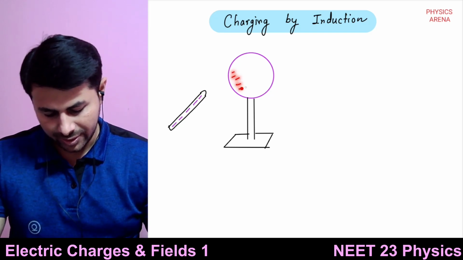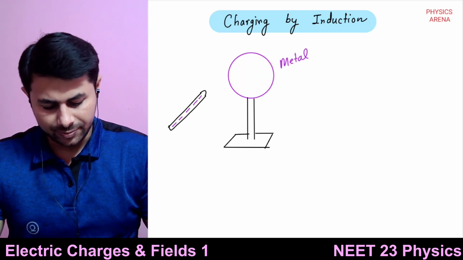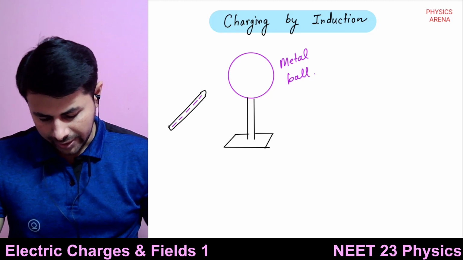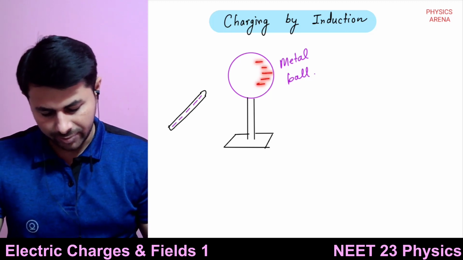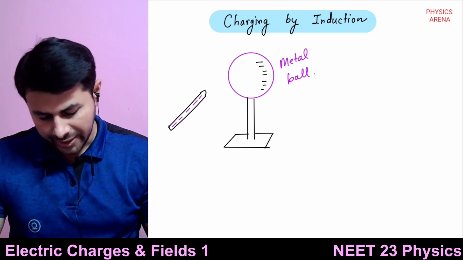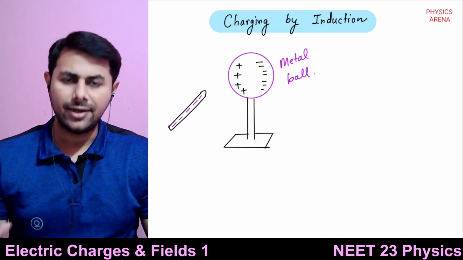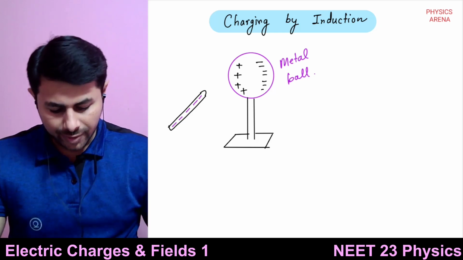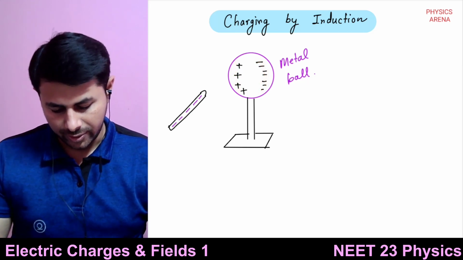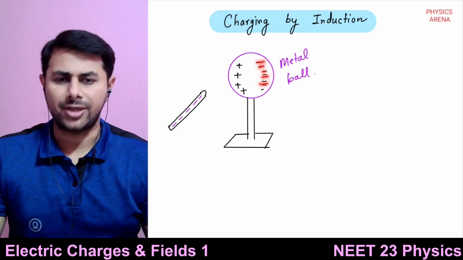The electrons inside this metal ball, they will get repelled, right? Electrons will get repelled and they will gather on this side of the metal ball. Okay. So what charge will be there on the other side? Positive charge, because this side lacks electrons. Then this side has less number of electrons compared to this side, or compared to ions, you can say. So this side has more number of electrons. So that's why there is negative charge.